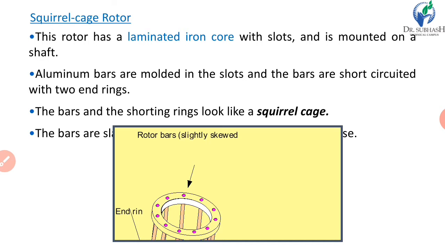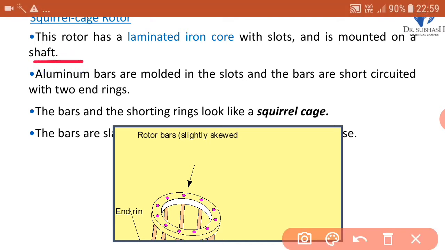Now, squirrel cage rotor. This rotor has a laminated iron core with slots and is mounted on a shaft. So we have already seen that the laminated iron core with slots is mounted on a shaft. Aluminum bars are molded in the slots, and the bars are short circuited with two end rings. Keep in mind these things: the bars are short circuited with two end rings.